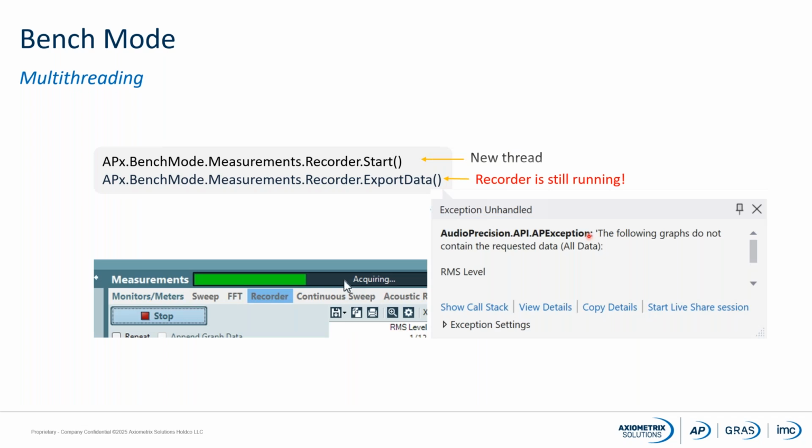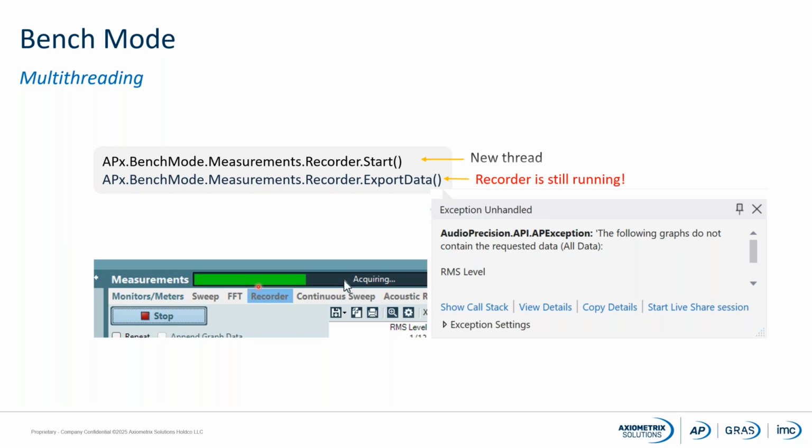However, if you do run a measurement in bench mode, something that's distinct from sequence mode is that the start call in bench mode actually spawns a new process. What that means is this start call is not blocking, and your script will immediately go to execute the next line, even while the measurement is still running. That's useful in some cases where you want to multi-thread and maybe indicate progress to the user.